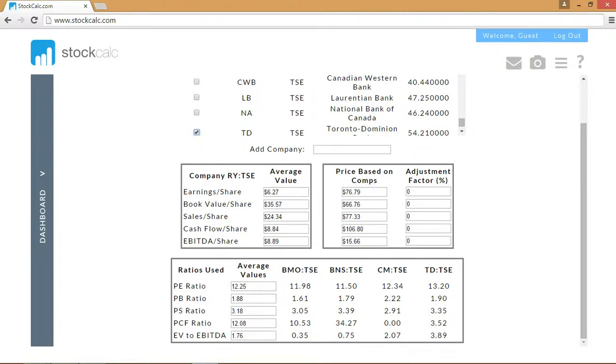So if we look at a price to book ratio, for example, we see the average is 1.88 for these four companies with a range of 1.6 up to 2.2. On a price to book basis, we would value the company at $66.76 per share. On a price to earnings ratio basis, we would show a valuation of $76.79 on a comparative basis. So this is how the comparative companies valuation tool is used.